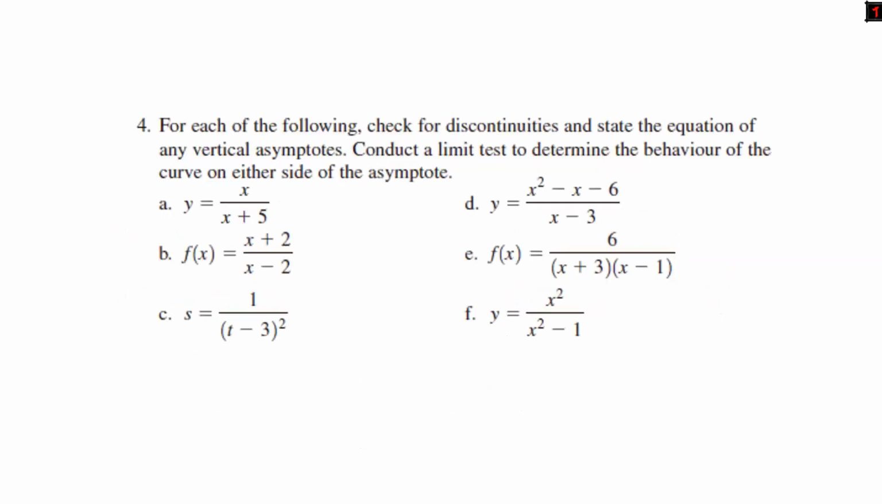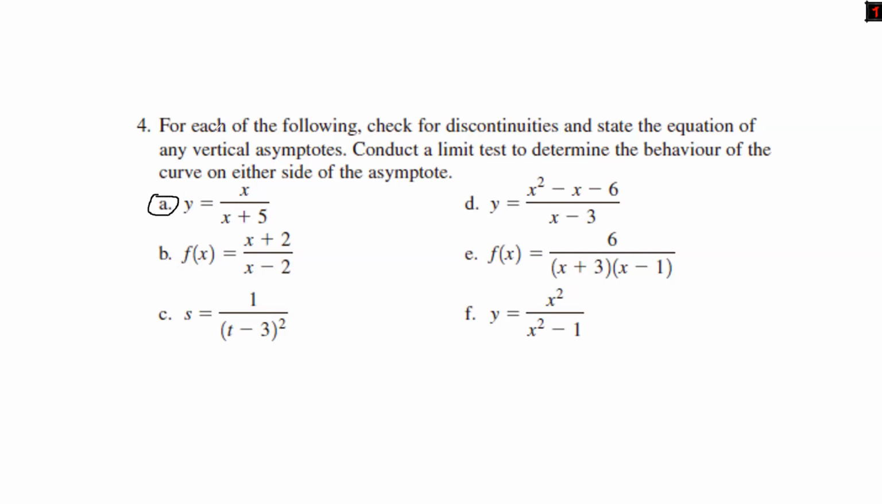Let's move on to the next example, and it's going to be the final example for us today. For each of the following, check for discontinuities and state the equation of any vertical asymptotes. Conduct a limit test to determine the behavior of the curve on either side of the asymptote. So, Alan, why don't you solve A for us?